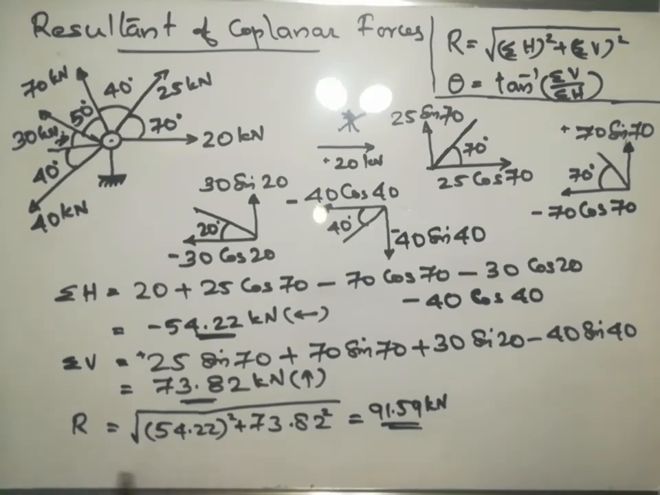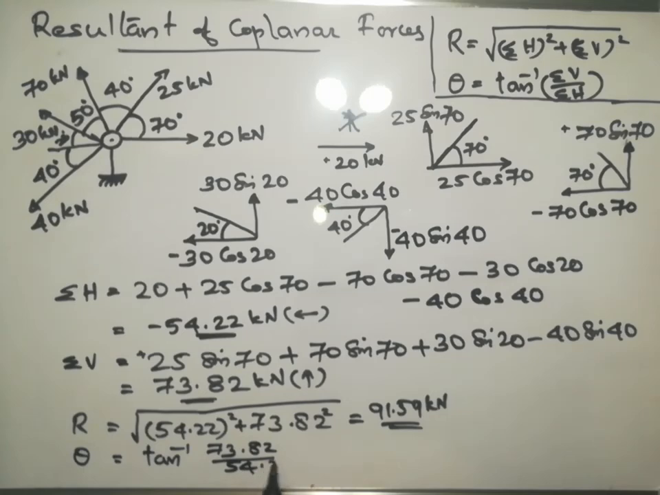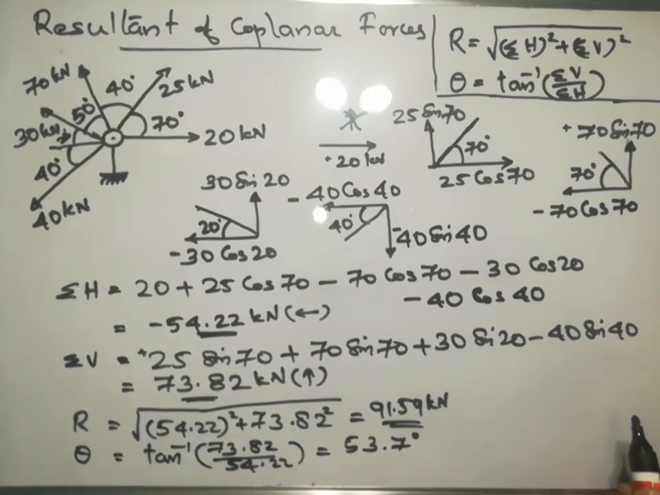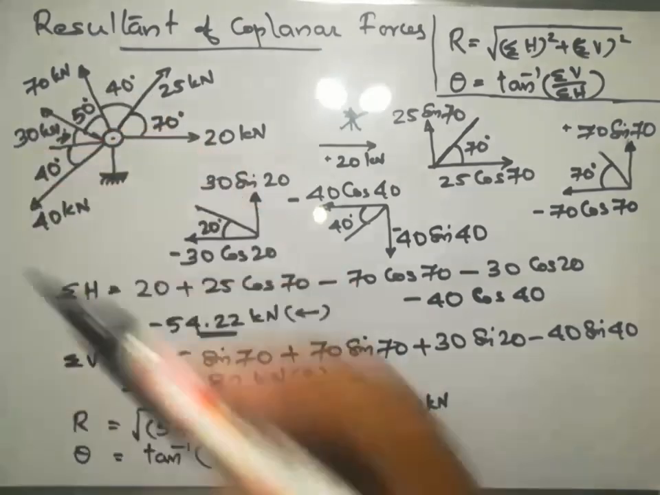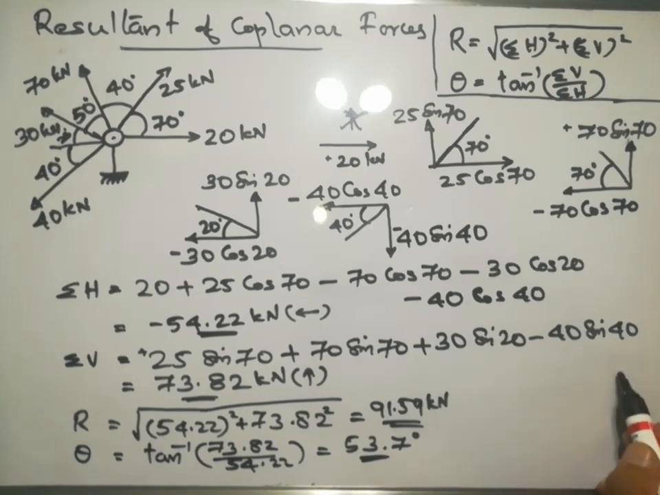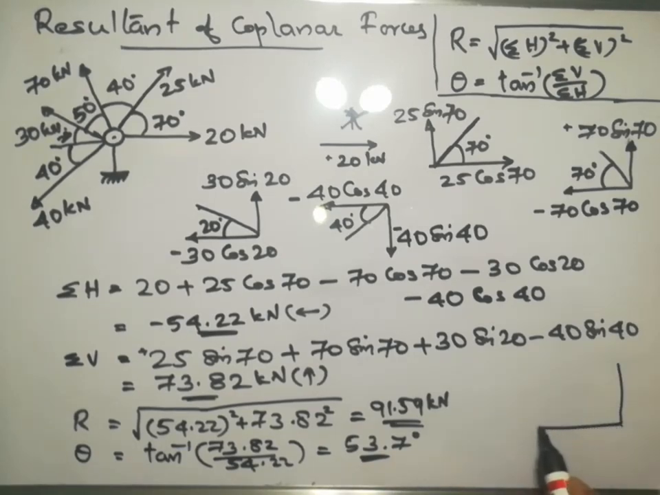And to find out theta, we'll use the equation tan inverse of sigma V by sigma H, that is 73.82 divided by 54.22. This will give you theta equal to 53.7 degrees. So this is the magnitude of the resultant of all these forces, and this is the angle with respect to the horizontal.